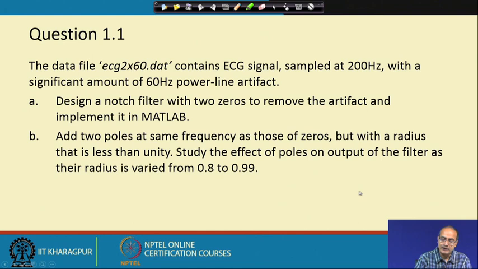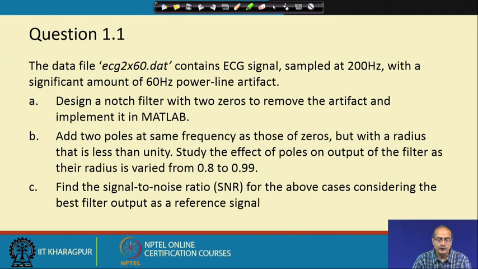Next, we should find the signal to noise ratio of the above cases considering the best filter output as the reference signal. In this case, we do not have any noise free reference signal. So, we cannot directly calculate the SNR, but what we can do is take the closest approximation to it, which is the best filter output, and with respect to that we can judge how the other cases are doing. So, that is what we need to do.